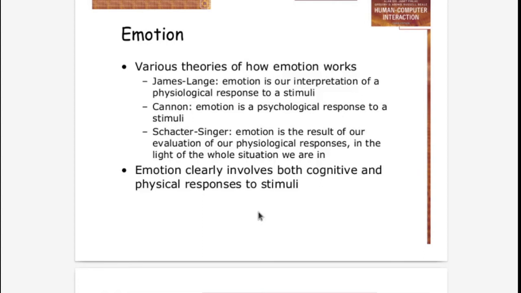Psychologists have studied emotional response for decades, and there are many theories as to what is happening when we feel an emotion and why such a response occurs. According to James-Lange, emotion is our interpretation of a physiological response to a stimulus. According to Cannon, emotion is a psychological response to a stimulus, and according to Schachter-Singer, emotion is the result of our evaluation of our physiological responses in the light of the whole situation we are in.